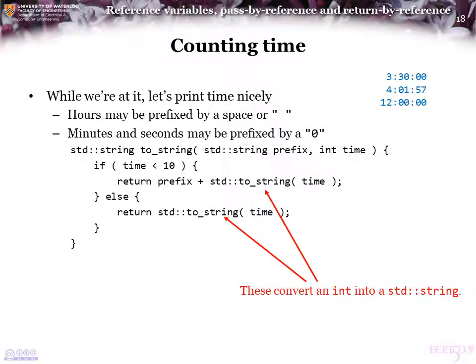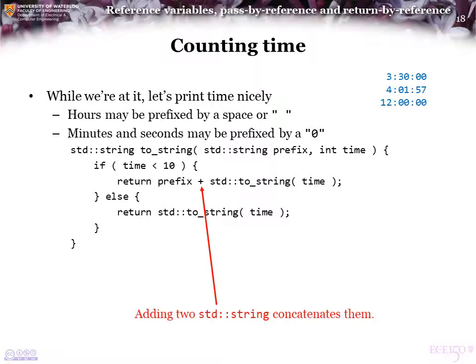So the toString function is actually in the standard string library that you would use if you were using the string class. And as well, if we add two strings together, the plus operation actually will just concatenate them together and make a string that is larger, that consists of the prefix first, and then in this case, whatever is returned by toString.